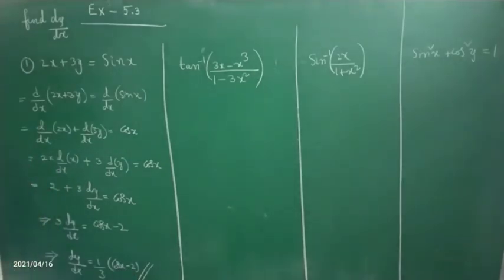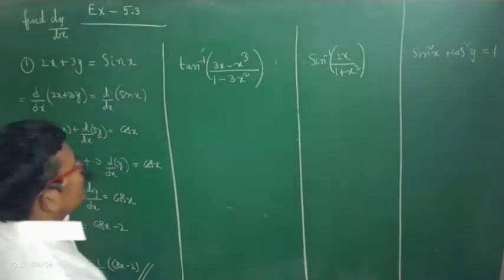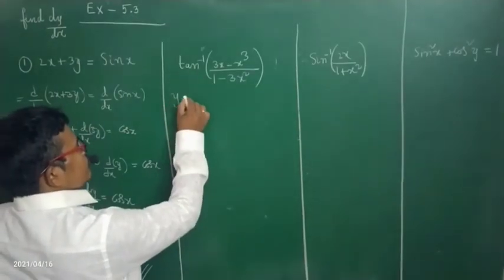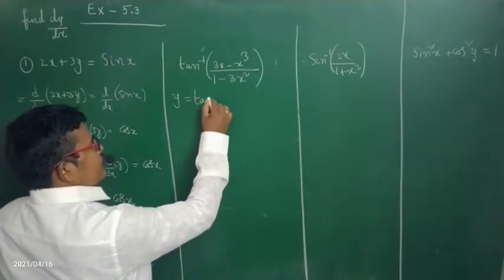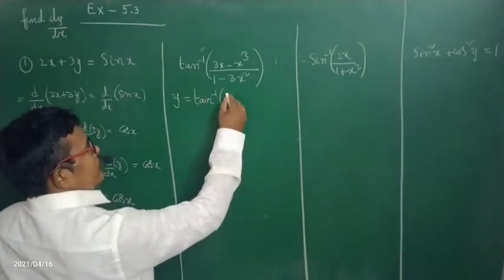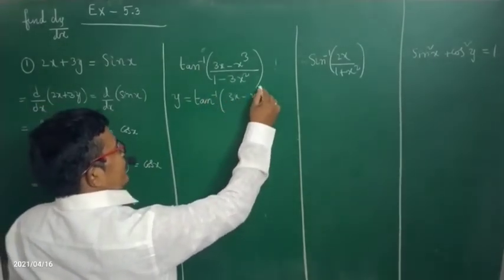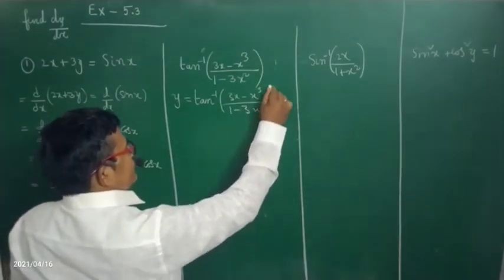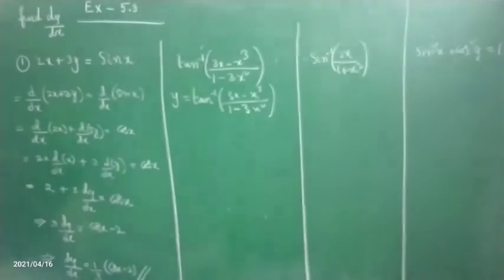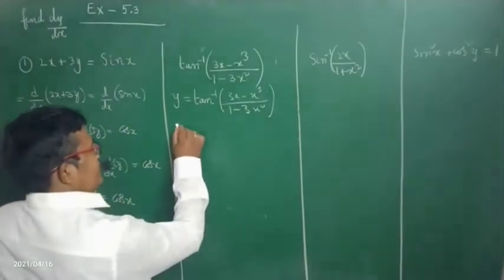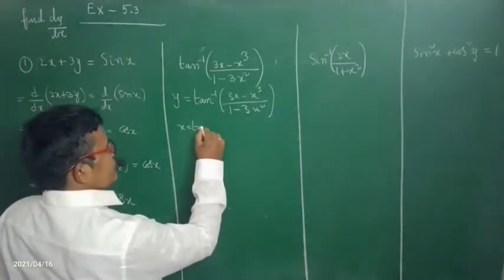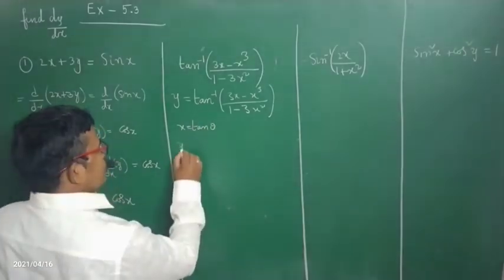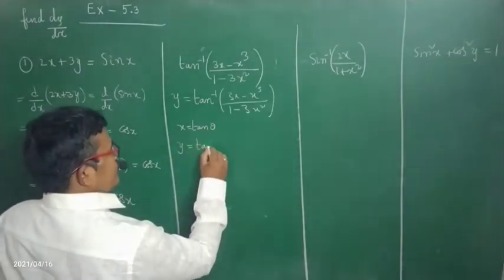Okay. Now let us move to the second question. If y equal to tan inverse of (3x minus x cube) by (1 minus 3x square). Now substitute x equal to tan theta.